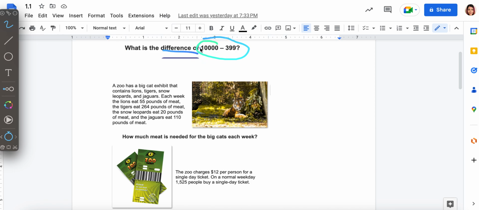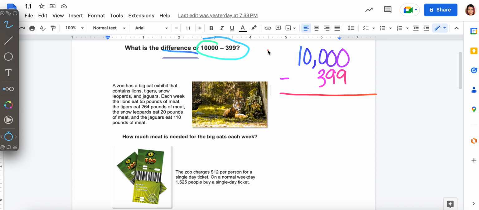the difference. Difference means subtraction. You have to remember that of 10,000 minus 399. I'm going to show you two different ways to do it. So strategy of subtracting whole numbers, traditional way. Traditional way means that we learn to borrow.